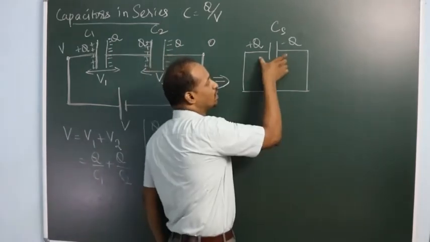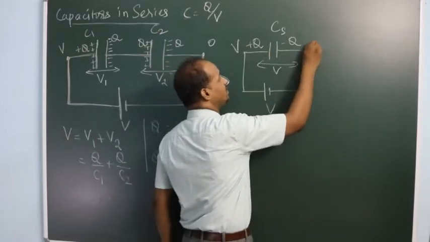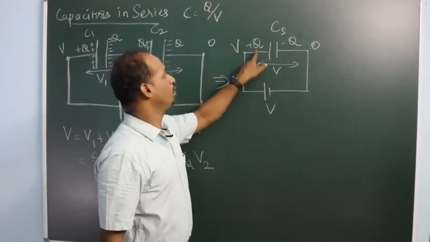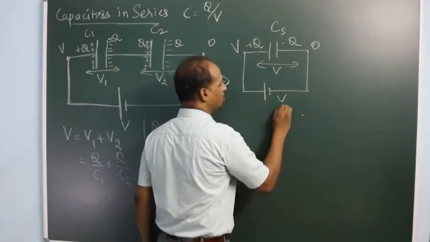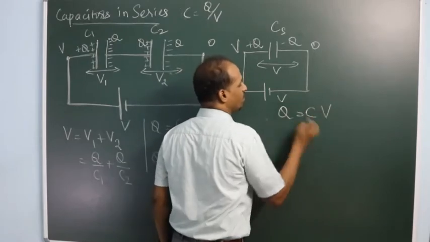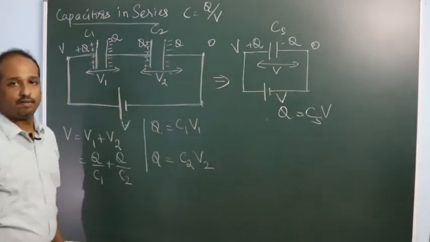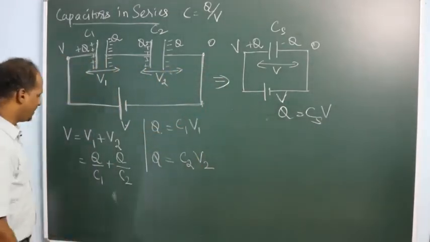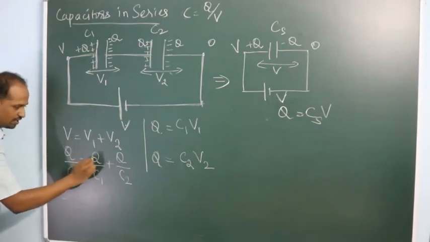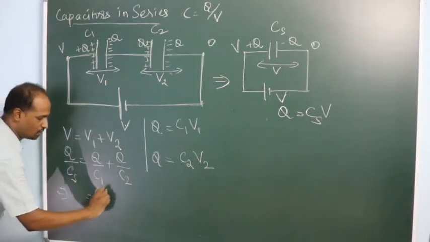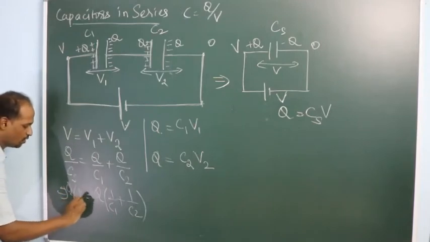So what is the potential drop across this capacitance? It is connected to V, so this is at V potential, and this is at 0 potential. Then Q must be equal to C times V. Here the potential V is across CS, and it has drawn the same charge Q. Then what is V? V is Q by CS. From this, Q can be taken out: V equals Q times (1 by C1 plus 1 by C2), so Q times 1 by CS.